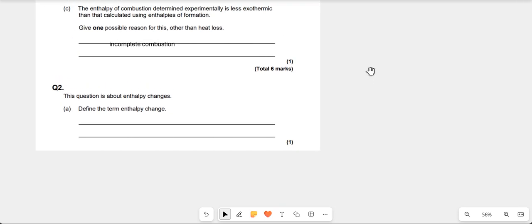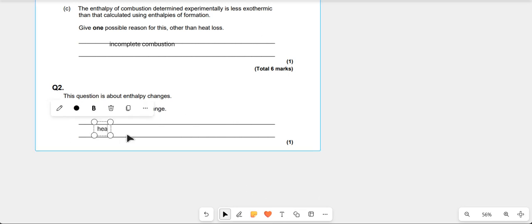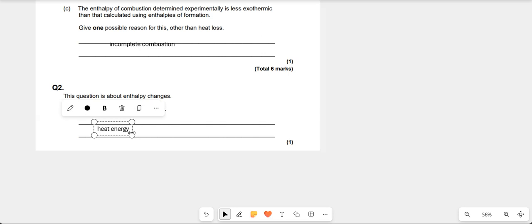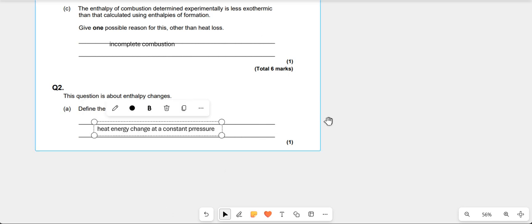Alright, calm. This question is about enthalpy changes. Define the term enthalpy change. So this is easy. This is just heat energy at constant pressure. Minor.